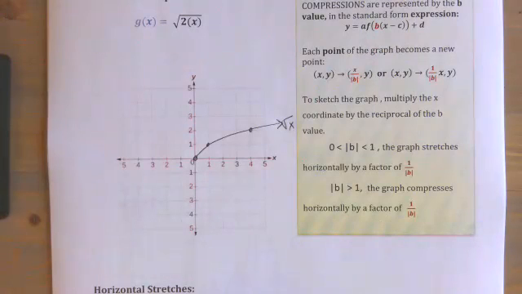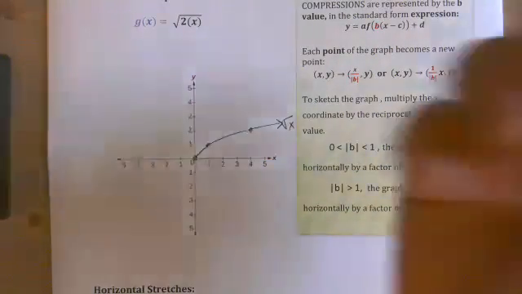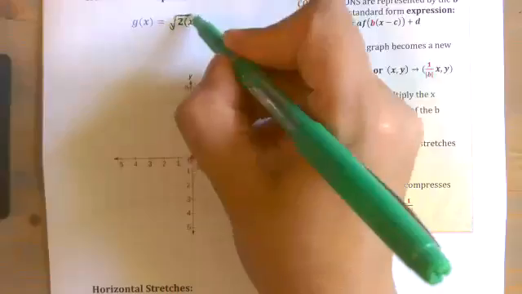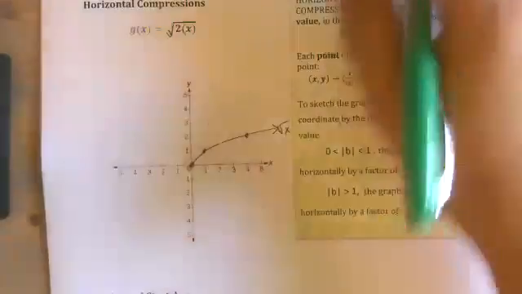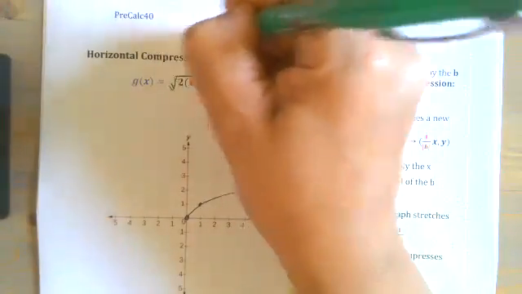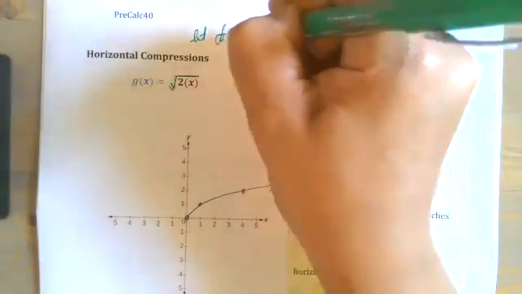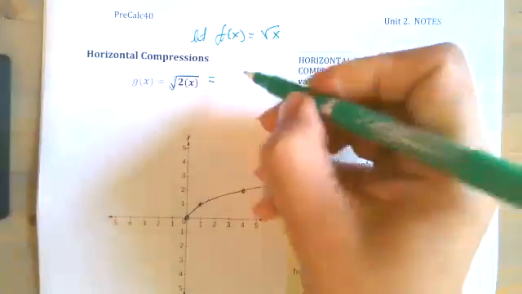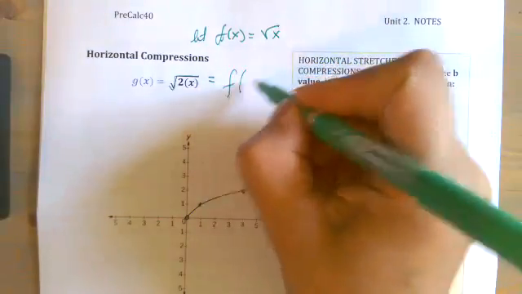So where will be the number that's going to dictate if we have a horizontal compression or a stretch? Well, it's going to sit under the function. So if I replace this notation with the notation of f of x, so if I say let f of x be square root of x, this will look like that.